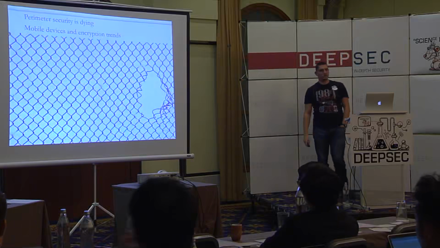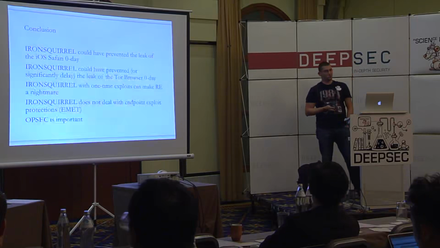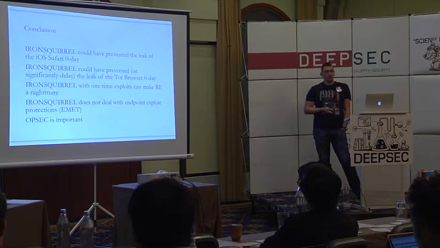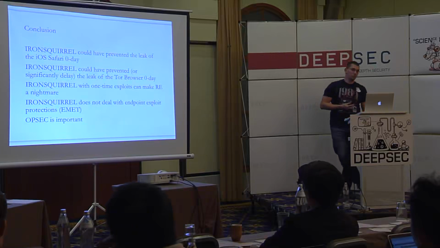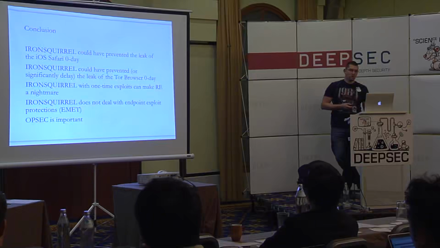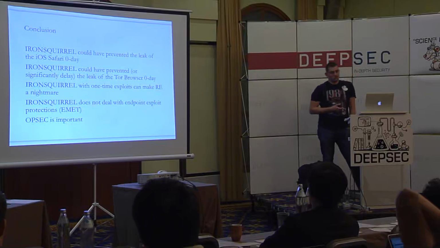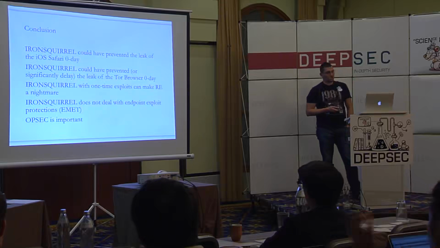The conclusion is, I think perimeter security is dying due to all the mobile devices used and all the encryption trends, especially if exploits are delivered in an encrypted fashion. And in case the attackers had used Iron Squirrel for the iOS 0-day, they could have prevented the leak of the code. The same goes for the Tor browser 0-day. And if attackers deliver encrypted exploits with one-time exploit URLs, it makes reverse engineering a nightmare.